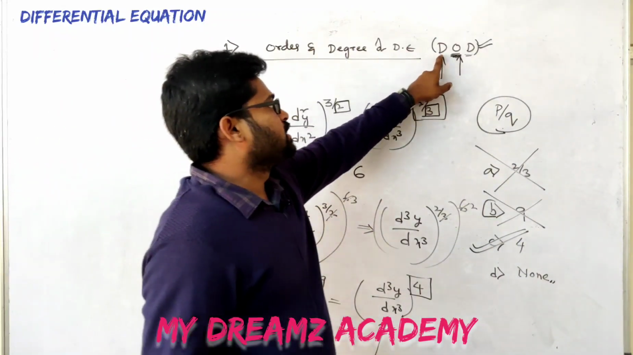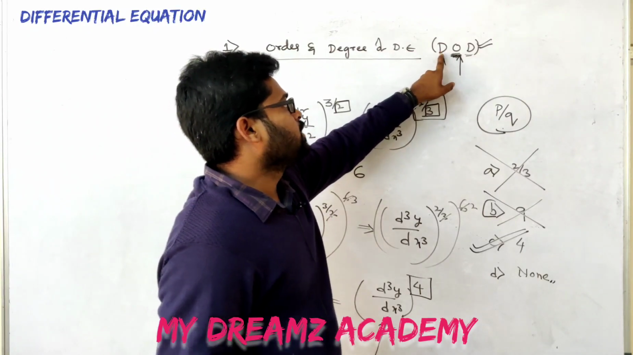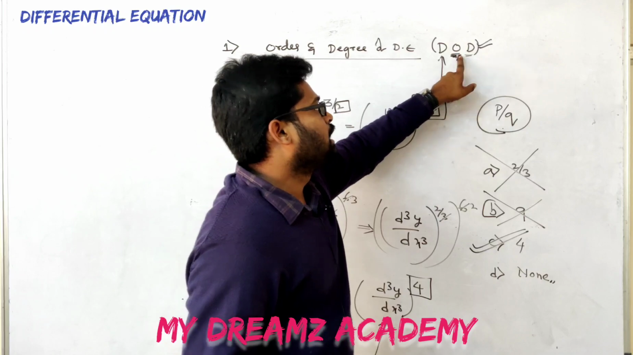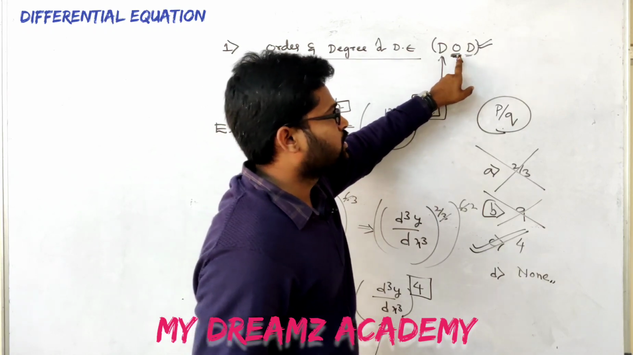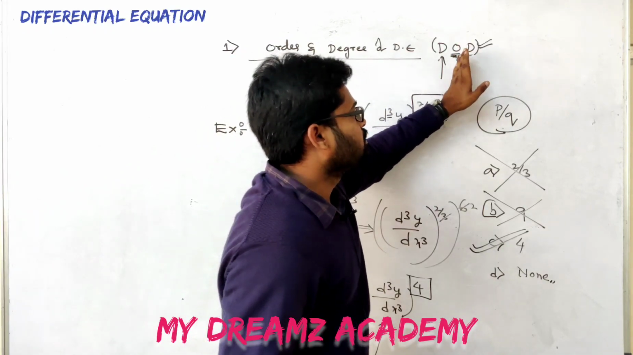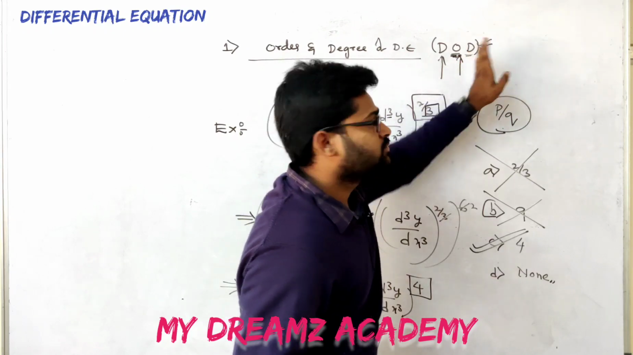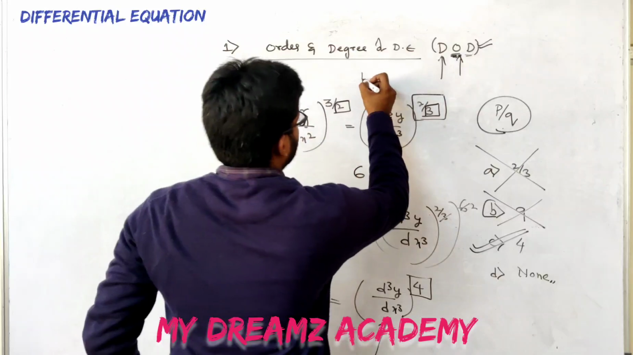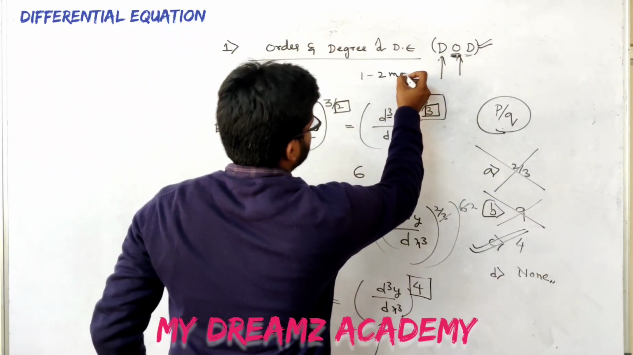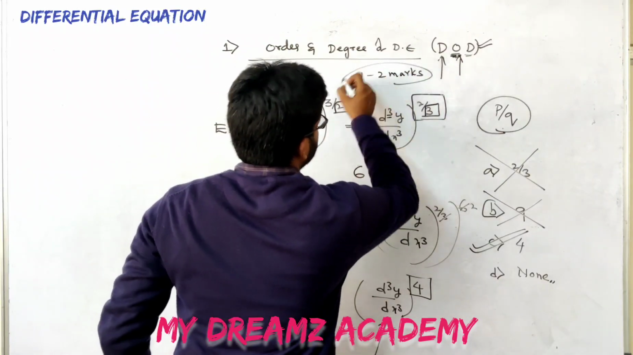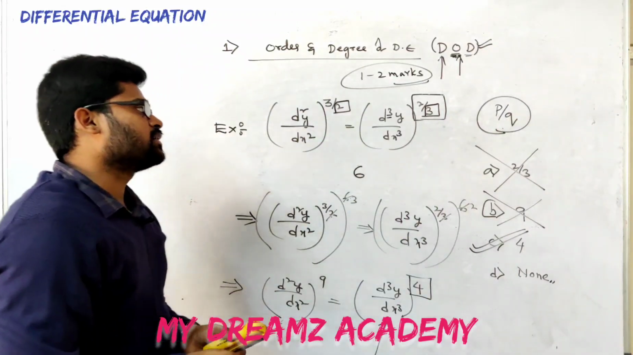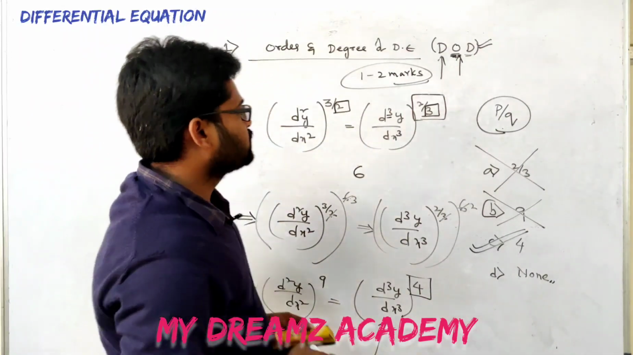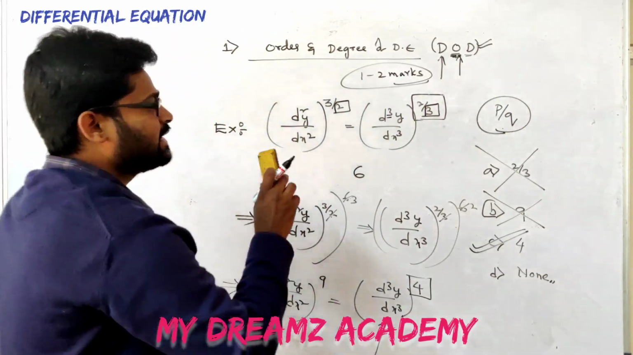First of all, we need to see the differential. The highest order differential coefficient is the order. The power of the highest order differential coefficient is the degree. This is the order you have to see. Definitely you will get 1 to 2 marks from this concept. Try to solve as many problems as possible to get good clarity on this.